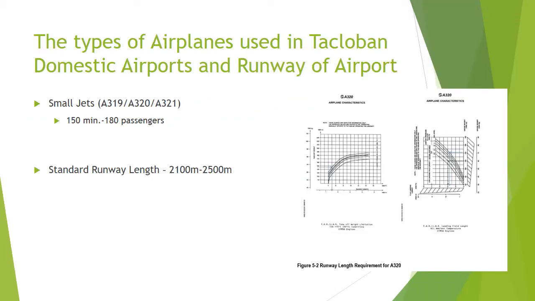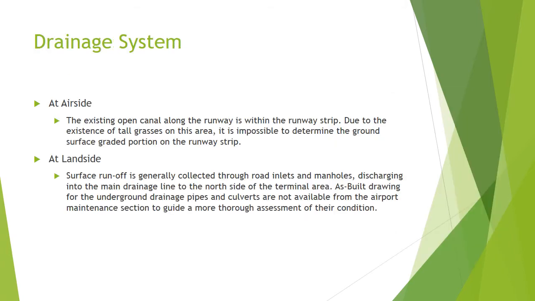The types of airplanes used in Tacloban Domestic Airport are small jets, Airbus A319, A320, and A321. Airbus A320 is the most used airplane in the Tacloban Domestic Airport. The standard runway length is 2,100 meters to 2,500 meters, and the runway of the airport is 2,138 meters.